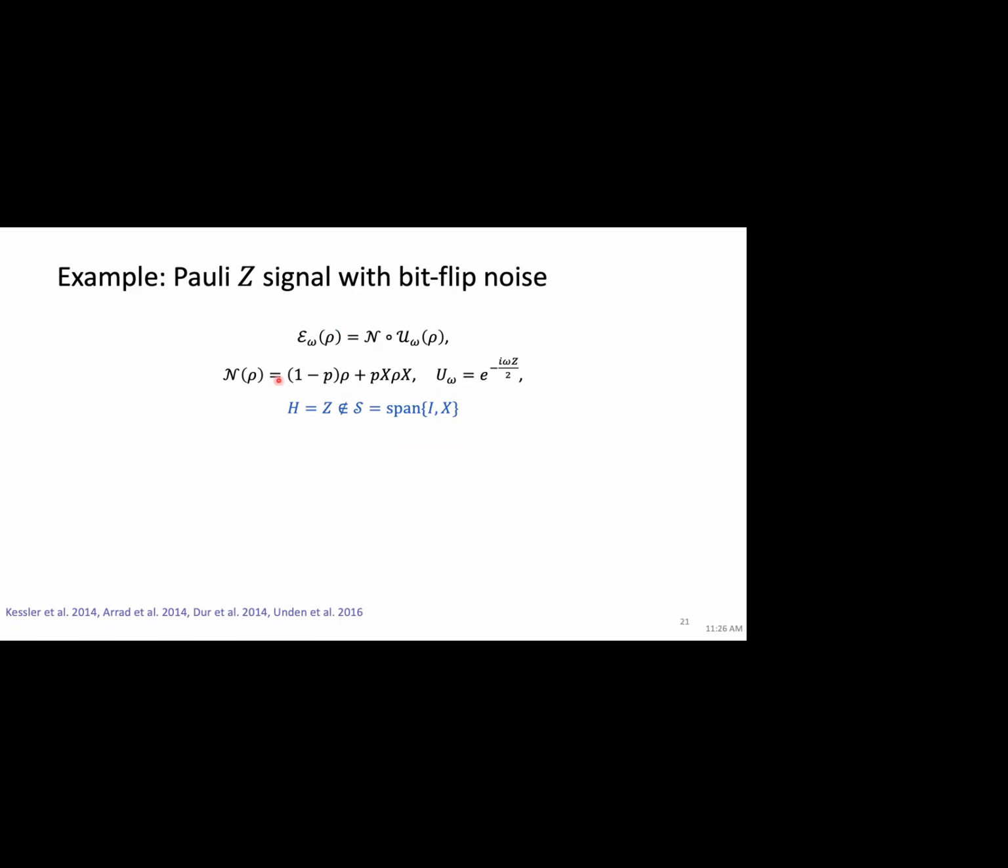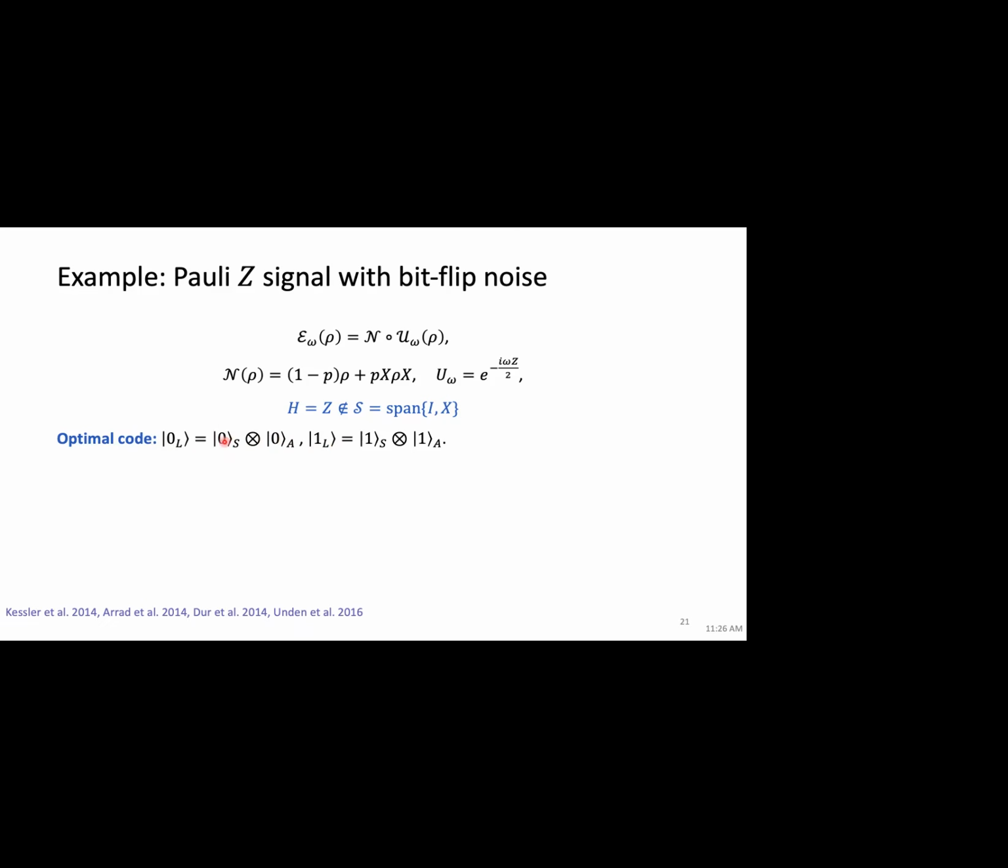First, suppose we have some Hamiltonian, which is the Pauli-Z matrix, and then we only consider bit flip noise. In that case, it is easy to say that the Hamiltonian is not in the Kraus span, because the Kraus span is just the span of identity and X, and clearly H is not inside S. So it is possible to achieve the Heisenberg limit. And here is an exact code that was discovered. Basically, we could just use this repetition code.